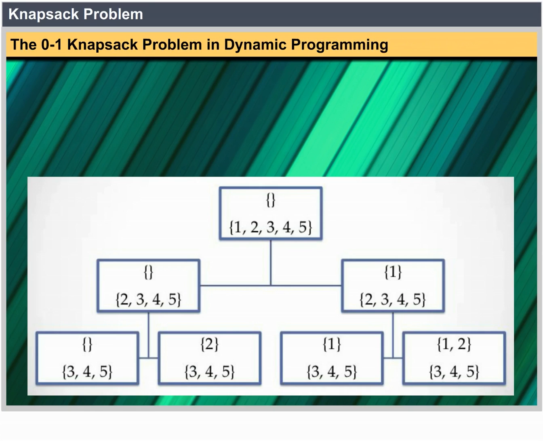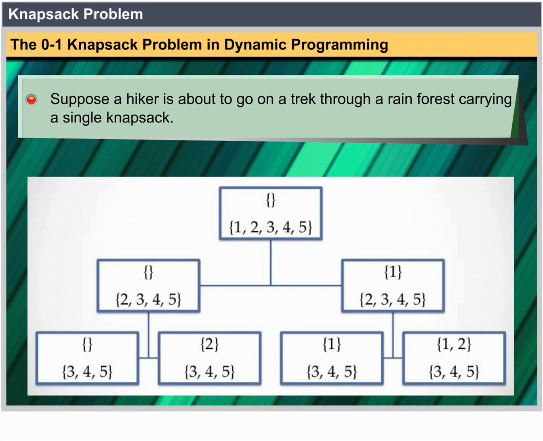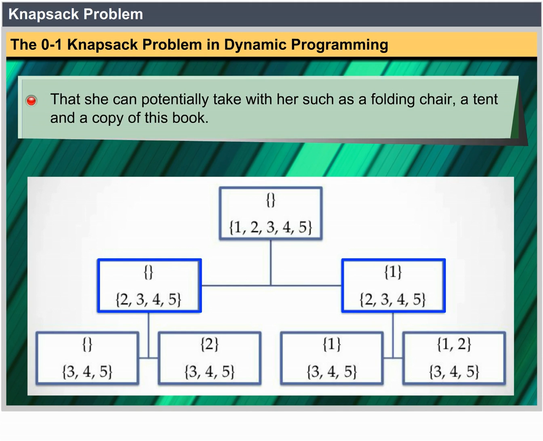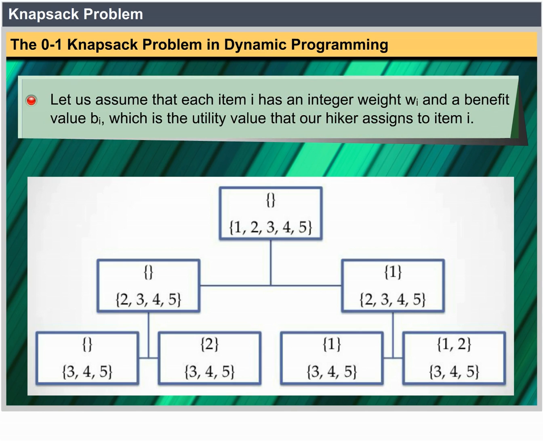Knapsack problem. The 0-1 knapsack problem in dynamic programming. Suppose a hiker is about to go on a trek through a rainforest carrying a single knapsack. She knows the maximum total weight W that she can carry, and she has a set S of n different useful items that she can potentially take with her, such as a folding chair, a tent, and a copy of this book. Let us assume that each item i has an integer weight wi and a benefit value bi, which is the utility value that our hiker assigns to item i.